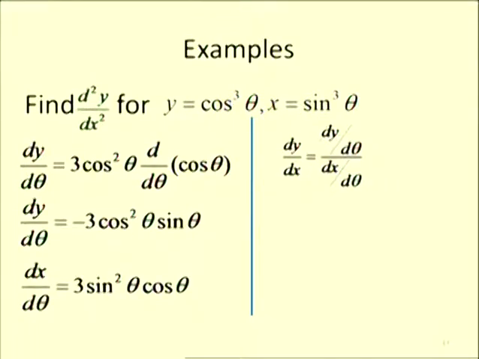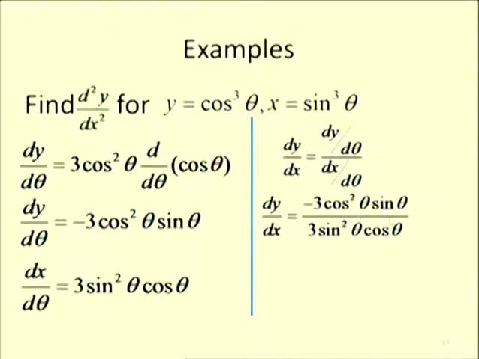Now dy by d theta is minus 3 cos square theta into sin theta, and dx by d theta is 3 sin square theta into cos theta. So if we substitute these two values here, we have minus 3 cos square theta into sin theta divided by 3 sin square theta into cos theta. So here sin theta, cos theta will get cancelled, 3 will get cancelled, so it will be minus cos theta upon sin theta, that is minus cot theta. So dy by dx is equal to minus cot theta.